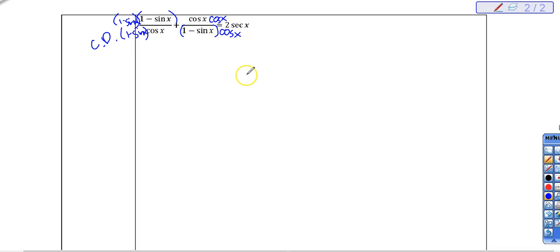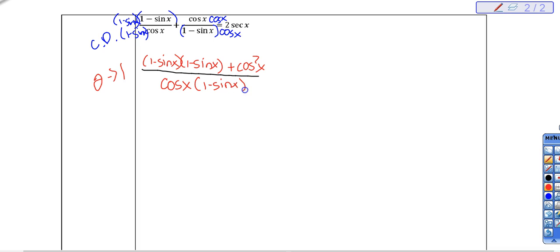Okay, so now can we write those as one fraction, now that they have the same denominator? So I'm going to go 2 to 1, but I'm not going to simplify the top. I'm just going to go 2 to 1. So here's what I have: 1 minus sine x times itself plus cosine squared x. I am going to go ahead and put those together because that's math I can do pretty simply in my head, over cosine x times 1 minus sine x.